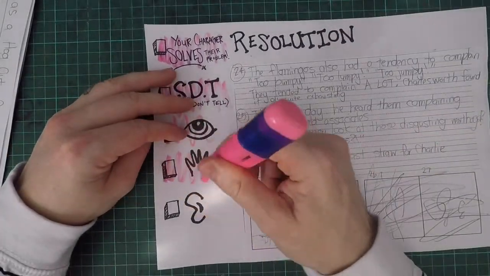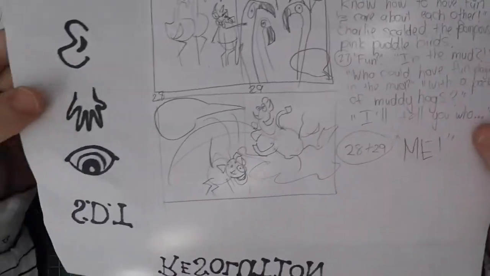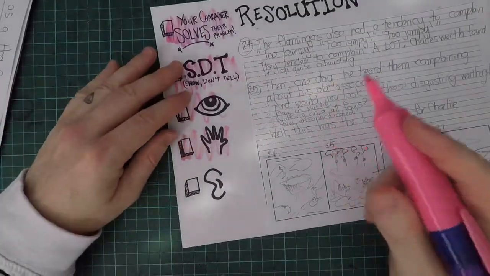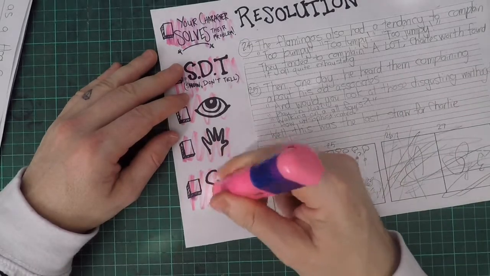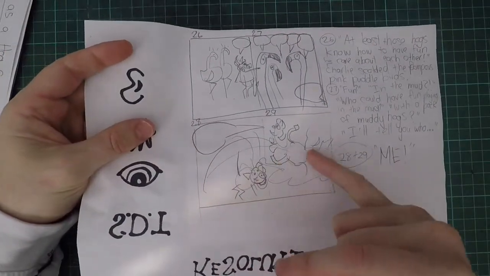What do we feel? Well, Charlie gets pretty mad. He says he's had enough of these pompous pink puddlebirds, and he sort of scolds them, tells them off. And so we hear that. We hear plenty of dialogue, and we might even have a few splashing sound effects as he flops down into the mud as well. Okay, have a resolution, all good to go.